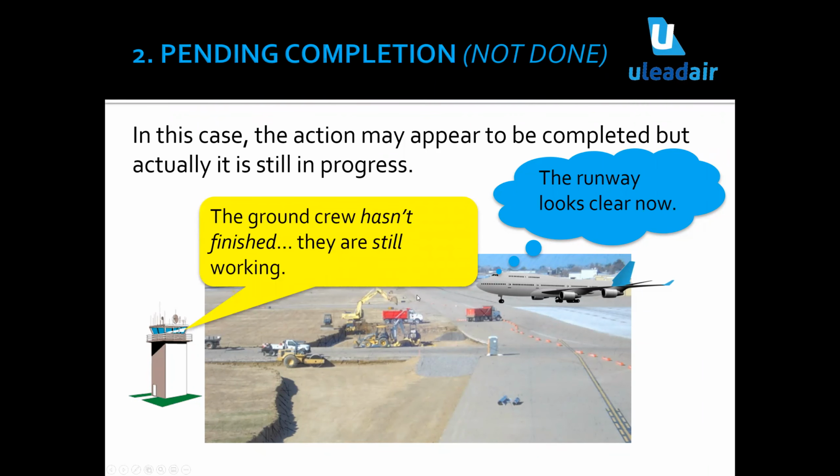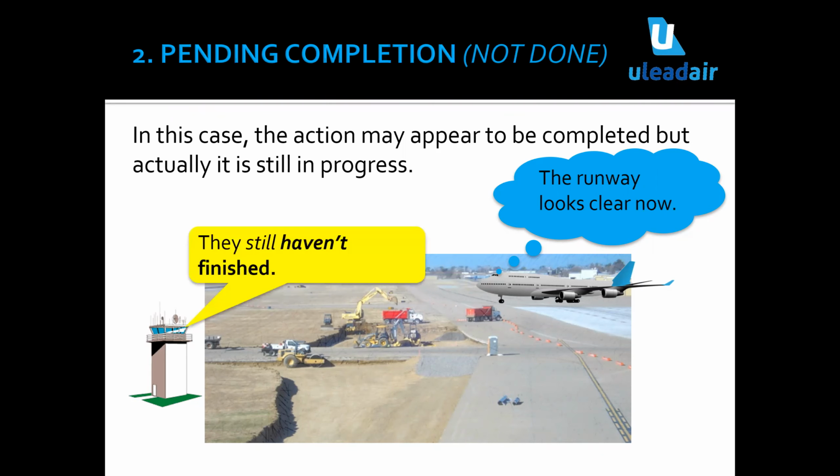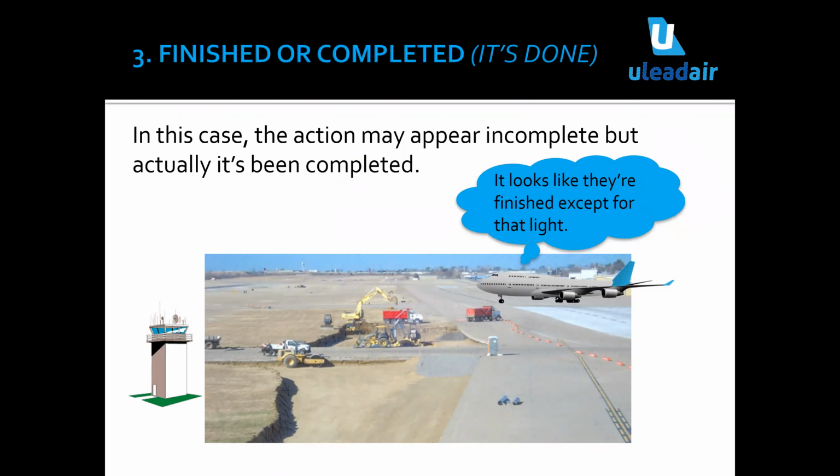The ground crew hasn't finished. They are still working. They still haven't finished. And again, so you might hear these kinds of sentences, these kinds of phrases, but let's face it, in ATC, it's going to be more positive. Like ATC would say, it's not like the ground crew hasn't finished yet. They would say simply like, the runway is not clear.